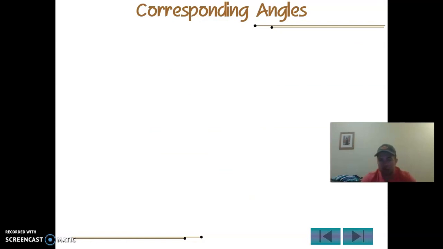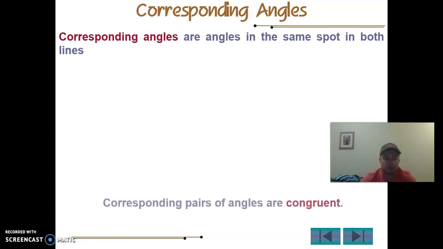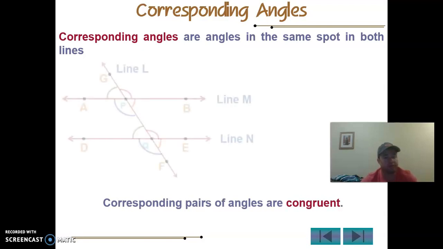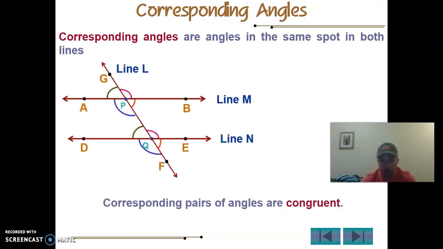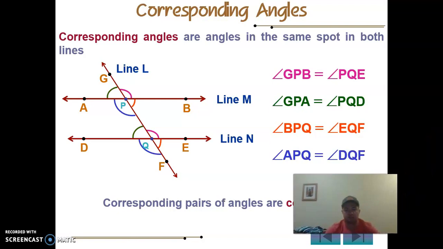Let's talk corresponding angles. Corresponding angles are angles that show up when we have transversals. So corresponding angles are angles that are in the same spot in both lines. And it's better to see it in a picture. Corresponding angles are also congruent. But why? So here we have our transversal. Remember, transversal, two parallel lines and a line that crosses it. And we're going to have all these angles. I'm going to move myself down here so you can see.